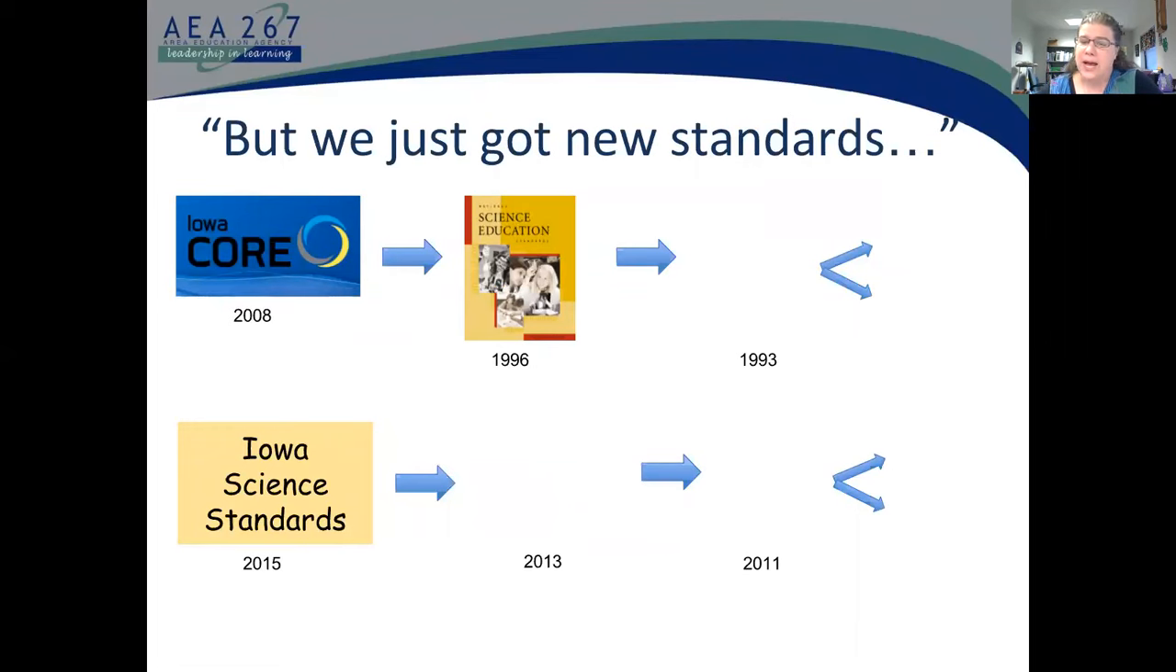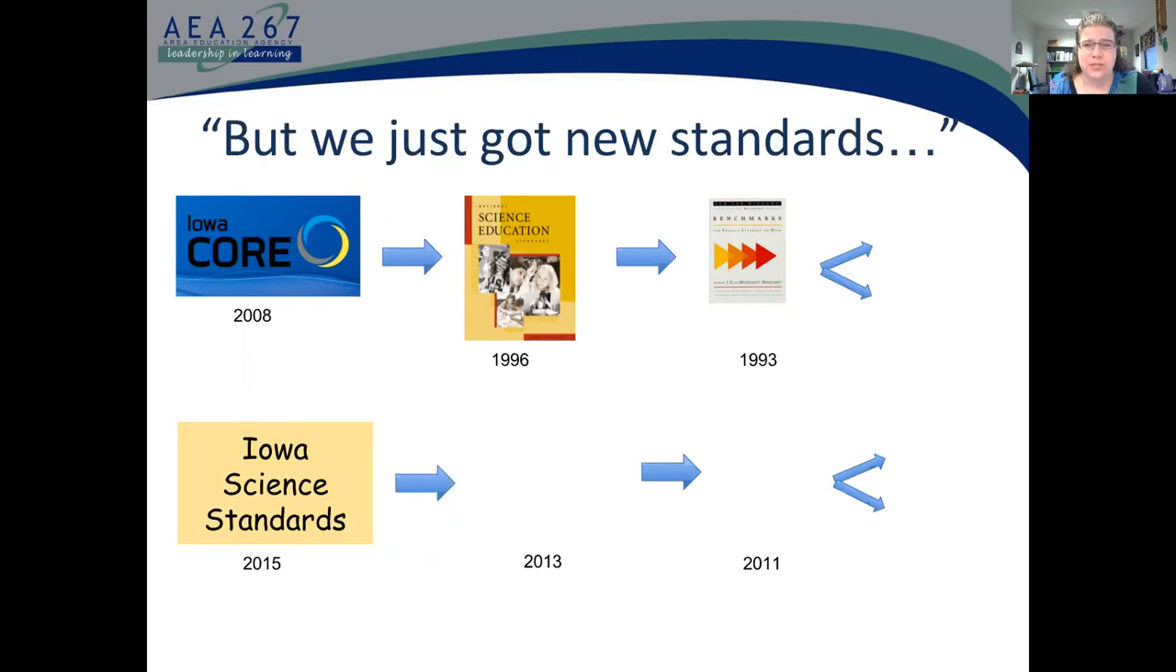And that book outlined state standards, or national standards in that case. However, that book itself was based on another document, Benchmarks for Science Literacy. This book was written in 1993, and some of you may remember that. Some of you may still even have it on your bookshelves. I know I have it sitting on mine. So our 2008 Iowa Core Standards were actually developed from a 1993 document.